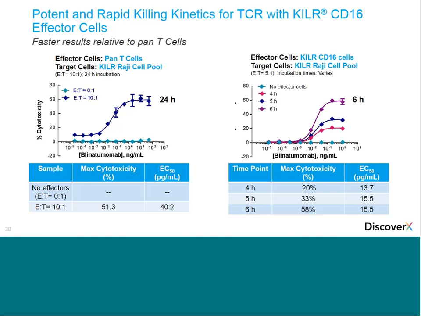Similarly, when we perform the same experiment with our KILR CD16 effectors, you can see that the kinetics are much faster, and we have a nice dose-dependent response that achieves a similar Emax to the 24-hour data that we achieved with the pan-T cells. We achieve this with 6 hours with our KILR CD16 effectors. So importantly, the EC50 that we observed in both of these assays with either the pan-T cells or the KILR CD16 effectors is within the range reported for blinatumomab in the BLA submitted to the FDA.